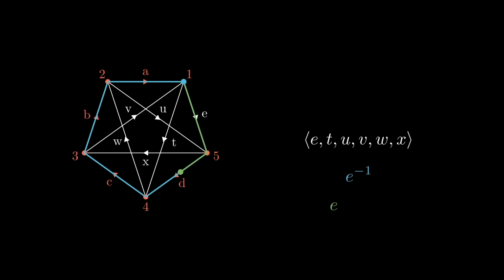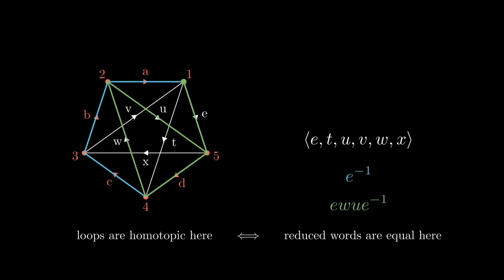As a loop winds its way around the 1-skeleton, we can write down every time it crosses one of the edges that is not inside the spanning tree. And the resulting word we obtain sort of encodes that loop. Loops are homotopic in the 1-skeleton if and only if they cross the same edges in the same direction in the same order. That is, they have the same reduced word in the free group.